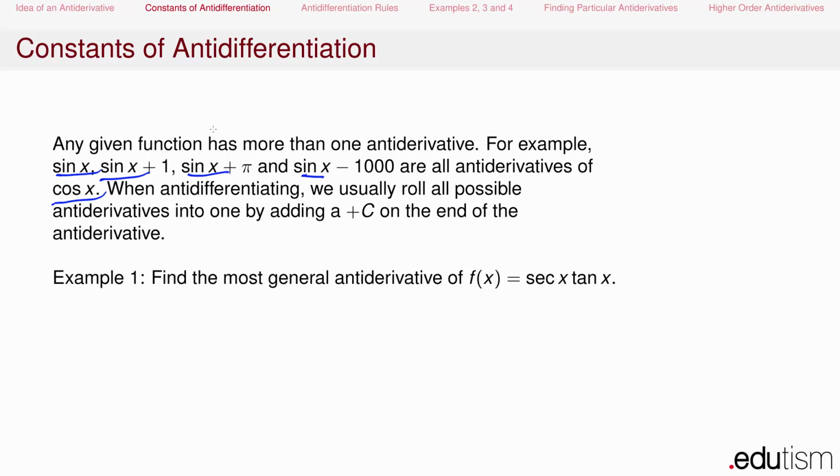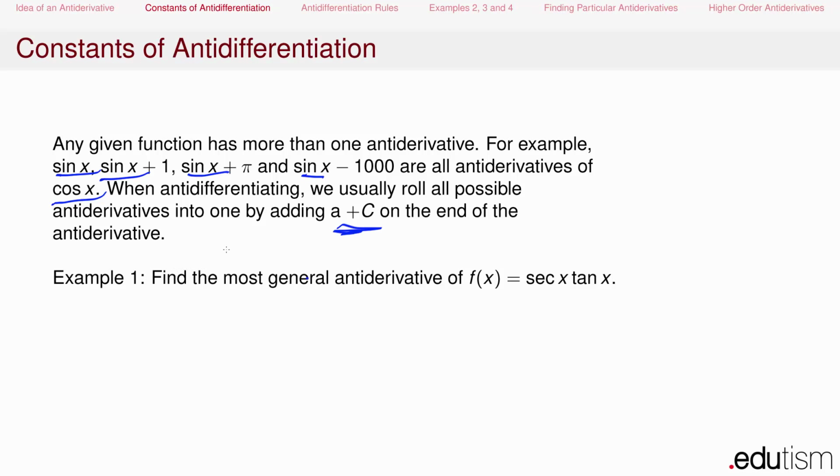So when we're antidifferentiating, what we do is we roll all these possible antiderivatives into one by adding a plus c on the end of the antiderivative. This plus c basically tells you that any constant could be there and the derivative would still be the same. Any constant would be there and it would still be an antiderivative.